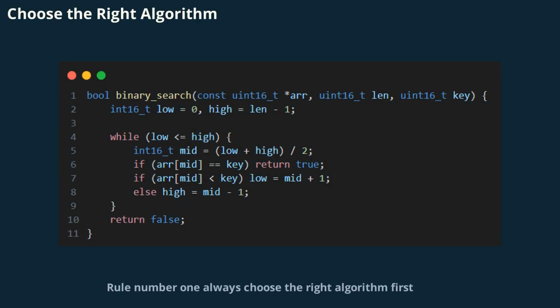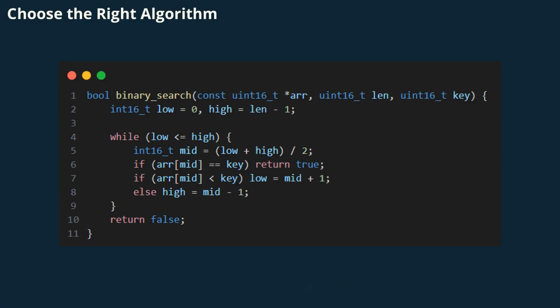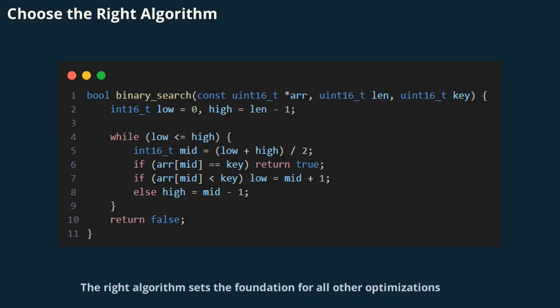Rule number 1, always choose the right algorithm first. Algorithmic efficiency can provide the biggest performance gains in your code. For example, replacing a simple O(n²) loop with an O(log n) algorithm can make a dramatic difference, often more than any micro-optimization. Instead of scanning arrays repeatedly, consider using binary search, lookup tables, or incremental updates. The right algorithm sets the foundation for all other optimization.